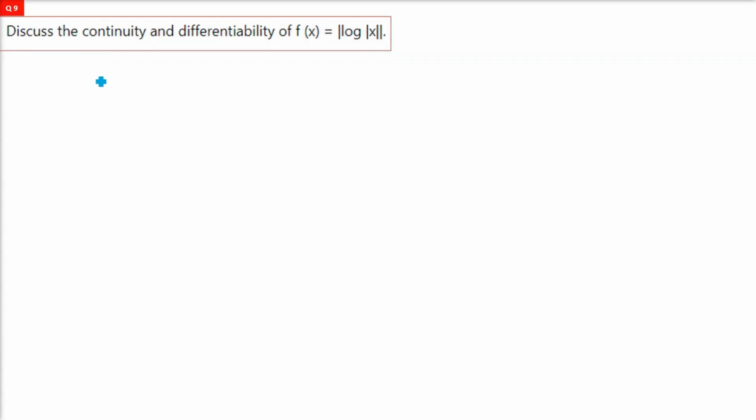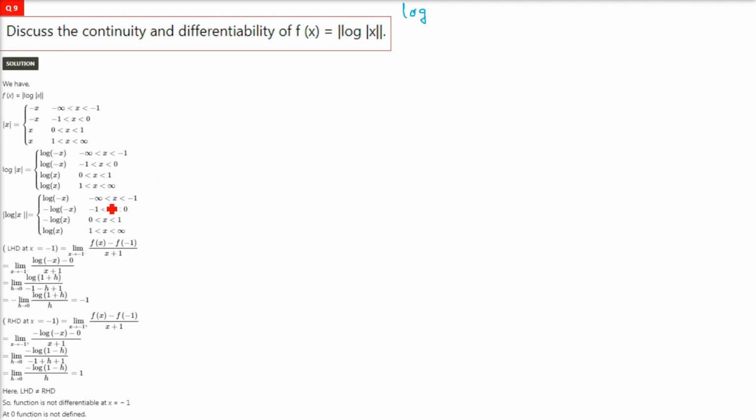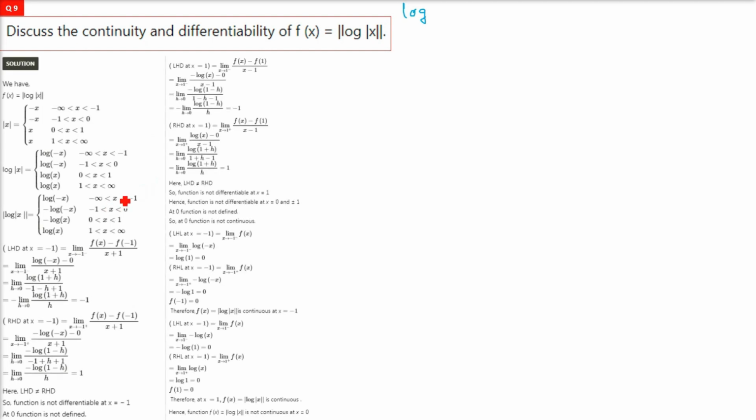Discuss the continuity and differentiability of f(x). And this is log. See, first is the modulus, inside that we have log, inside that we have modulus x. So there are multiple things which are going on here. All of the thing, modulus x, we know till now. We have done a fair number of questions. What about log? If you are aware of log, then only you will be able to appreciate and solve this question. So you need to learn and you need to be aware of log.